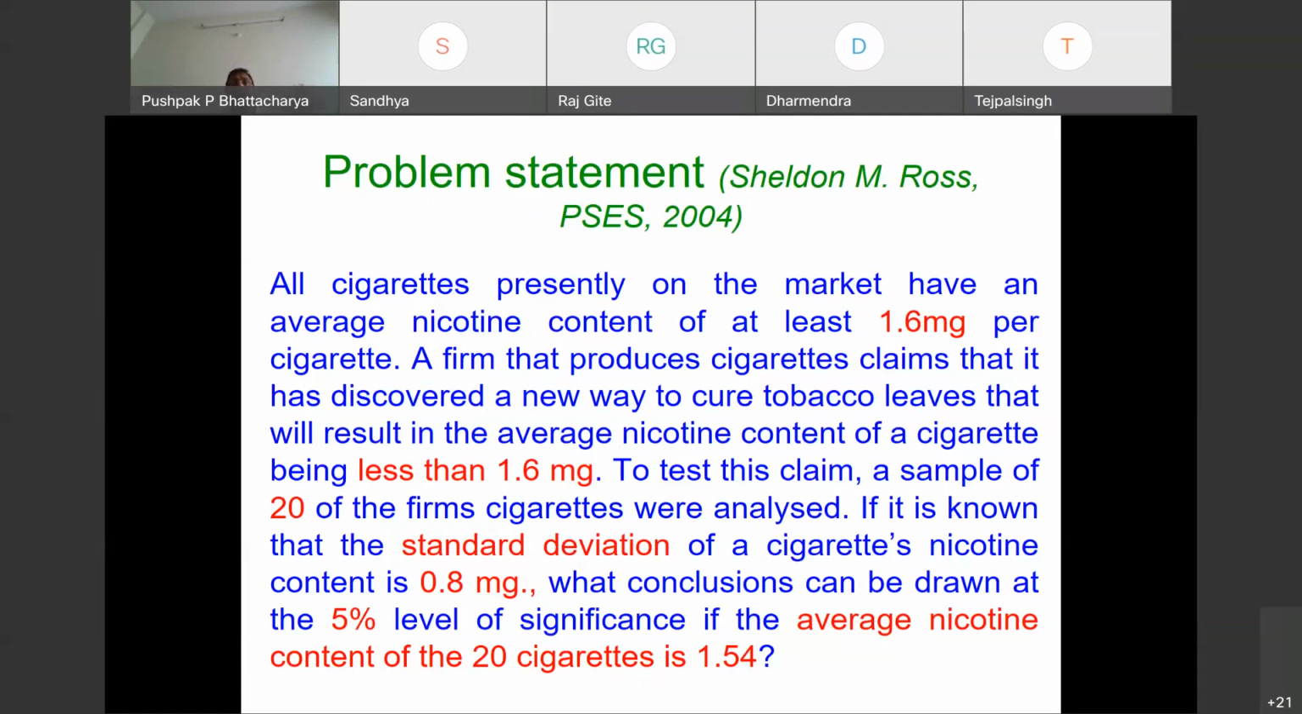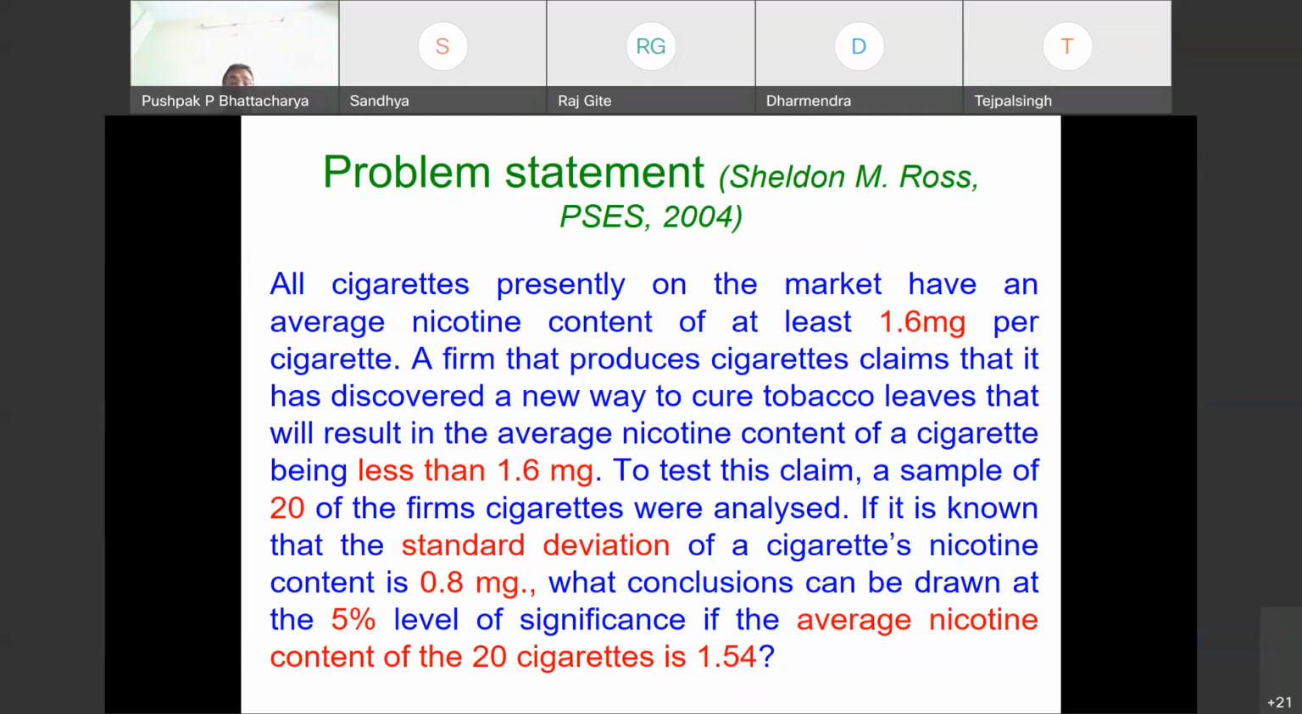So normally you get nicotine content of 1.6 milligram per cigarette. If the company claims that now the nicotine content is smaller, then we would like to test this claim. To test this claim, a sample of 20 of the firm's cigarettes were analyzed. When this sample size of 20 is taken, we are already bringing in reality. Reality is already descending in front of us.